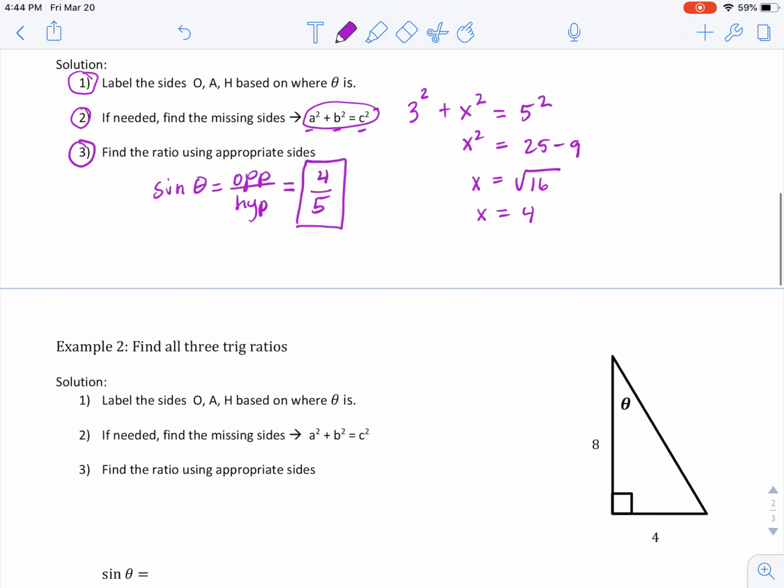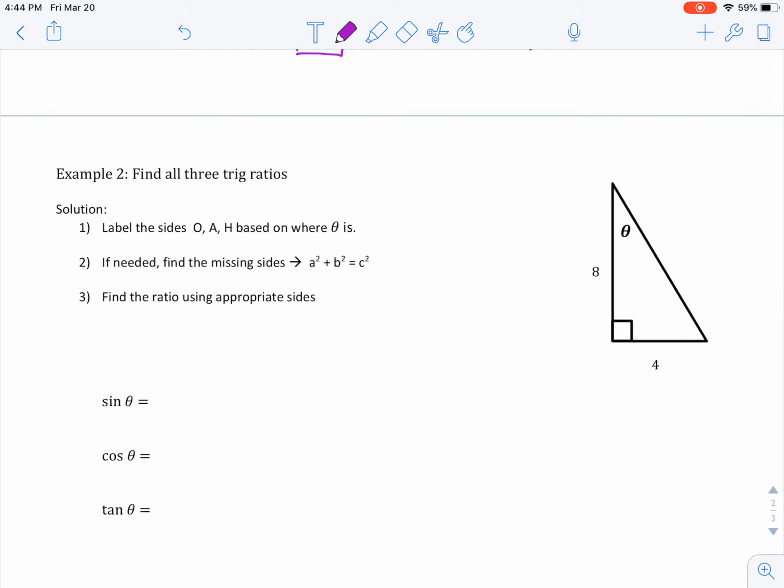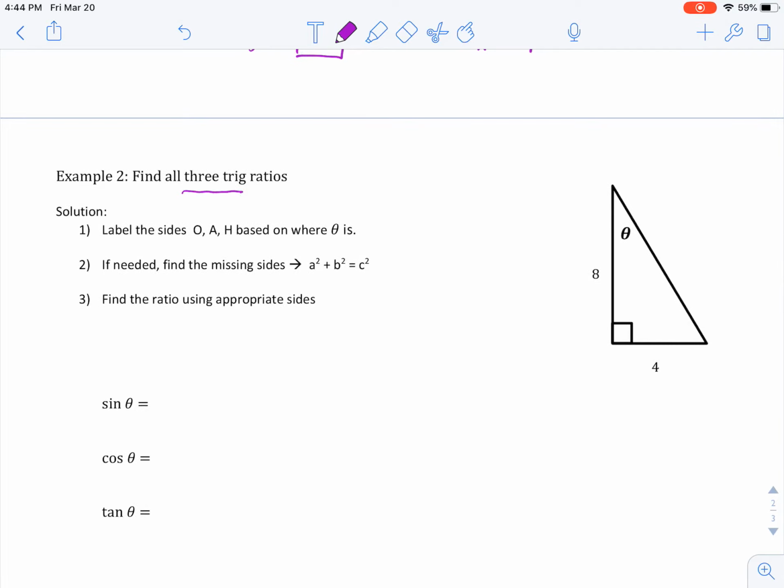Okay, moving on to our second example. This time we're going to find all 3 trig ratios for this triangle. Again, let's label all the sides based on where our theta is. So here's theta. Across from that is our opposite side. Next to it is our adjacent side. And then always across from the right angle is our hypotenuse. So it looks like we don't have the hypotenuse, and we need to use Pythagorean theorem to find it.